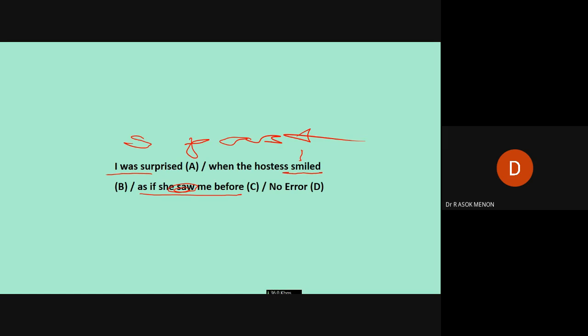So here from the sentence itself, it is clear. I was surprised is simple past. When the hostess smiled, simple past. That means as if, like, as if she had seen me before. That means that could have happened even before that. So here, it is had seen.